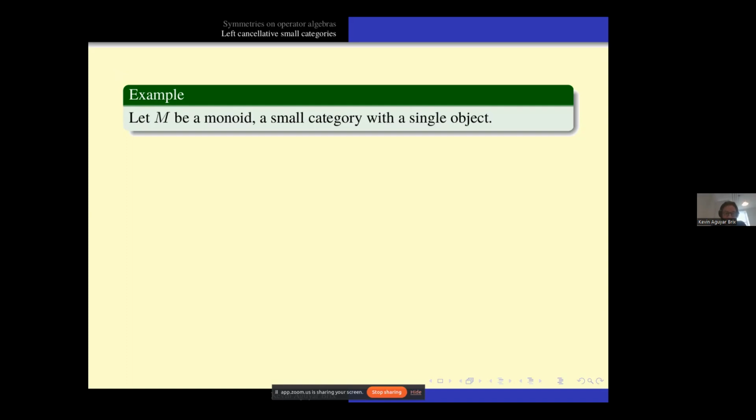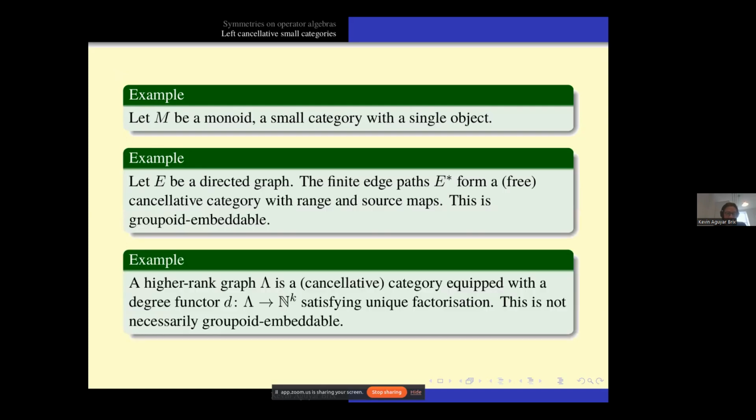The first point I want to make is that I wanted to give some examples to make this more digestible, because categories can be very abstract, and in general they are. But the way I want to think of them is really as monoids with multiple objects. In particular, a monoid itself is a category with just a single object, just like a group is a groupoid with a single object. So I don't want to think of categories in general category language. I want to think of them as algebraic objects.